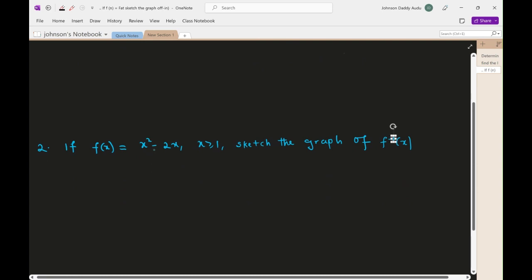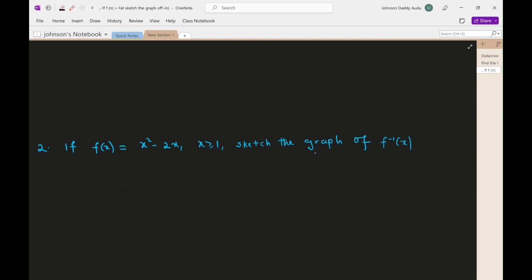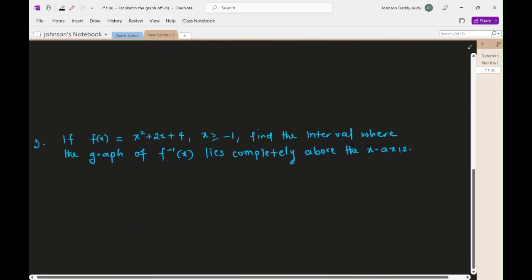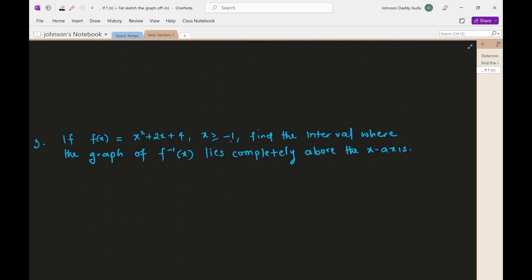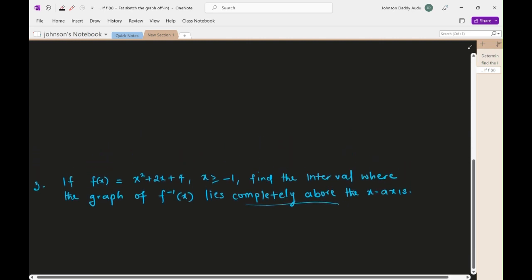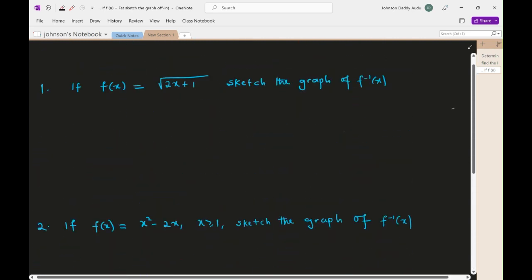The second one is f of x is x squared minus 2x, where x is greater than or equal to 1. We want to sketch the graph of f inverse. Then finally the third one says that if f of x is x squared plus 2x plus 4 and x is greater than or equal to minus 1, find the interval where the graph of f inverse is completely above the x-axis. So please stay tuned up to number 3. Very interesting questions. So let's start from number 1.